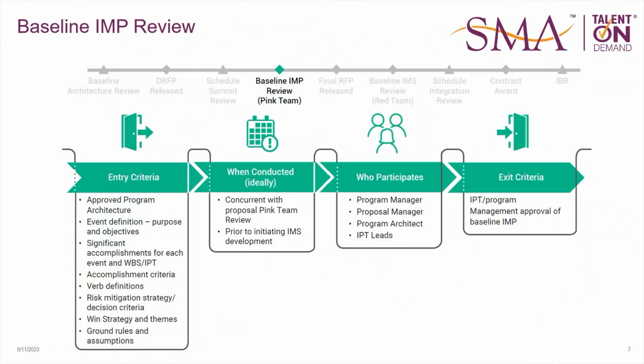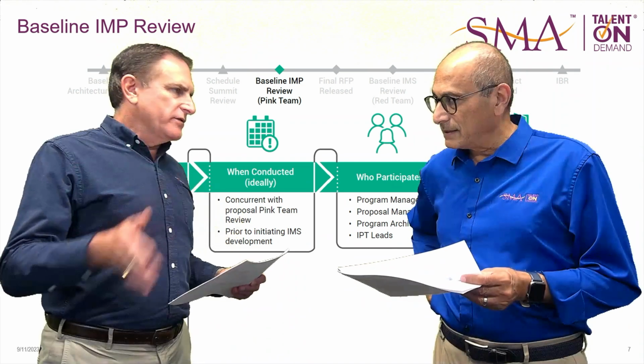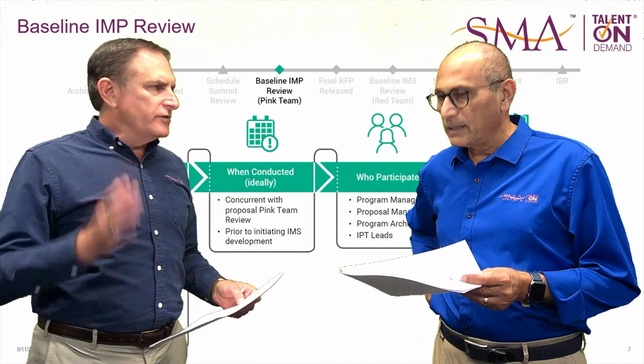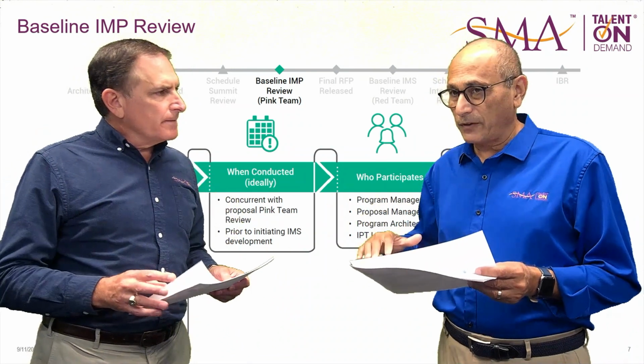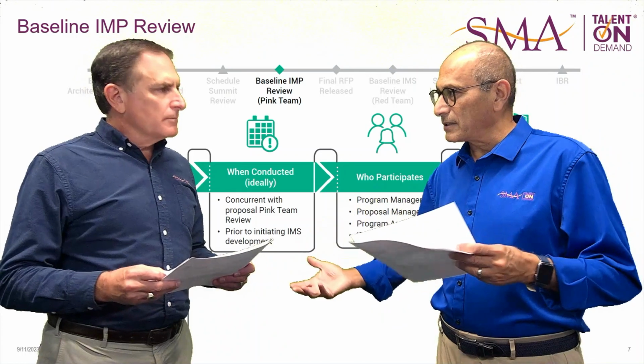So the third review is the baseline IMP review, and the entry criteria to that one is the approved program architecture. Again, that's looking at the technical solution, the win themes. It's that first review. Exactly right. The event definition, purpose, and objectives. And when you think about events, these are your key events, things like PDR, CDR, TRR. That comes out of the second review because that was the summary level. Those are shown in the summary level schedule, right?